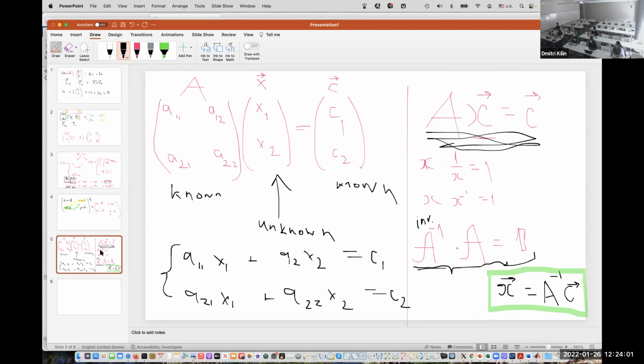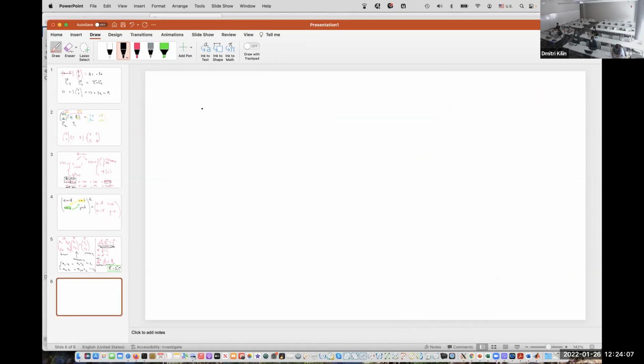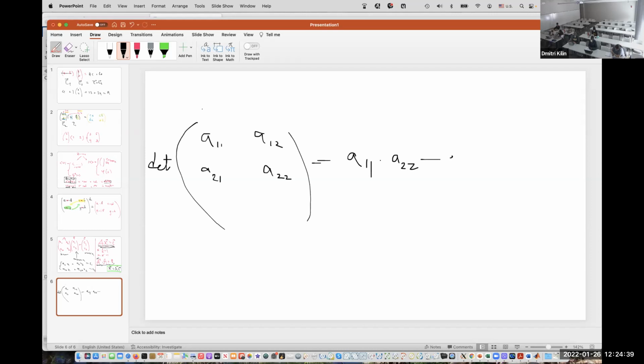And the practical rule, for this A11, A12, A21, A22, the practical rule for this determinant will be the product of those on the main diagonal minus the product of those away from the diagonal.